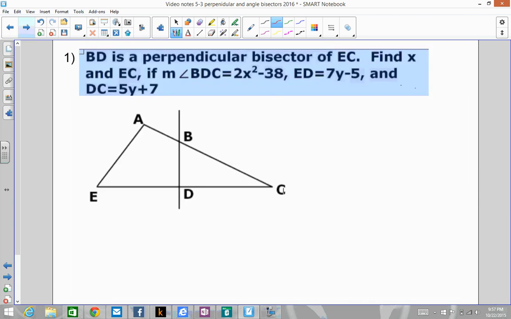All right, so here's our first example. So pause the video, write this information down, and then work this problem, and then turn the video on when you're ready to see the answers.